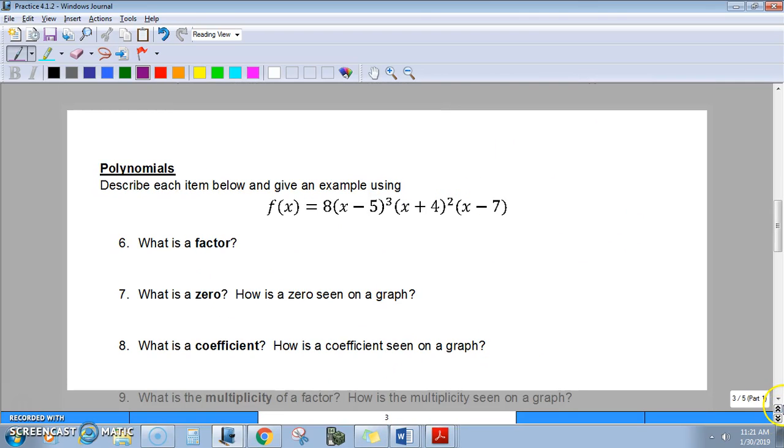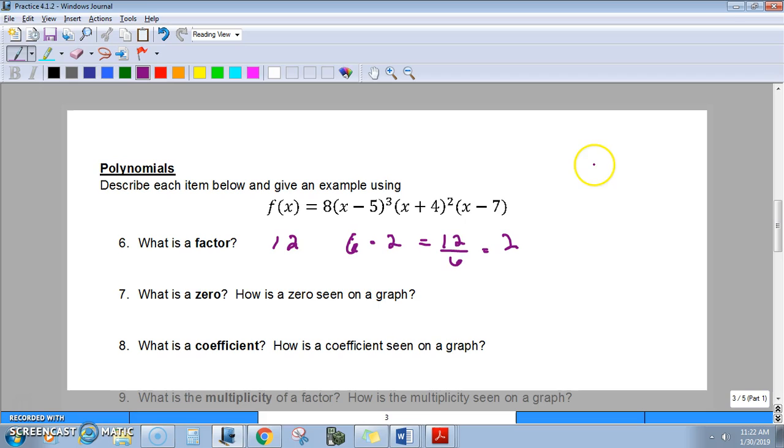All right. Describe each item below. What is a factor? A factor of something is when you divide, there's no remainder, right? And the same works with these big things here too. So if we have the number 12, right? 6 is a factor of 12 because 6 times 2 is 12. And if I take 12 and I divide it by 6, I get 2, no remainder, right?